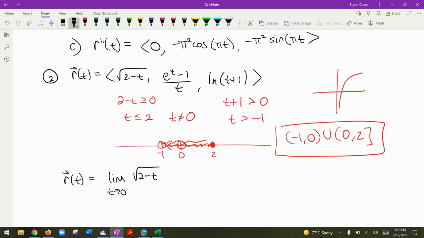Sub in 0, we all okay with that, right? We just get root 2. Let's take the limit as t goes to 0 of (e^t - 1)/t.